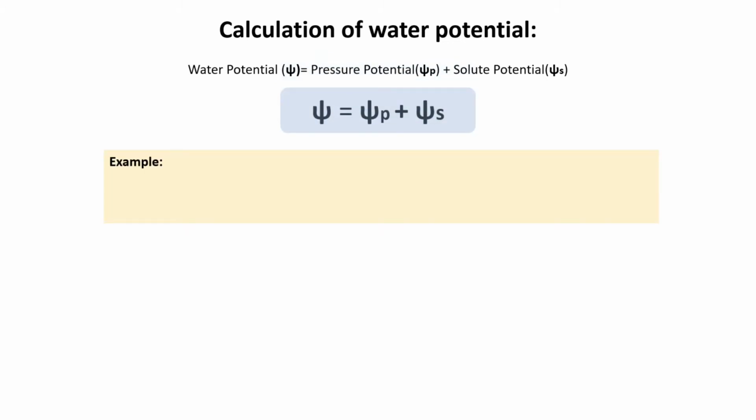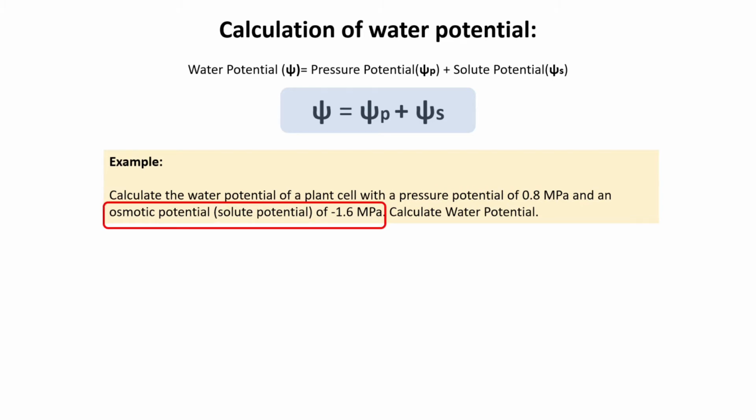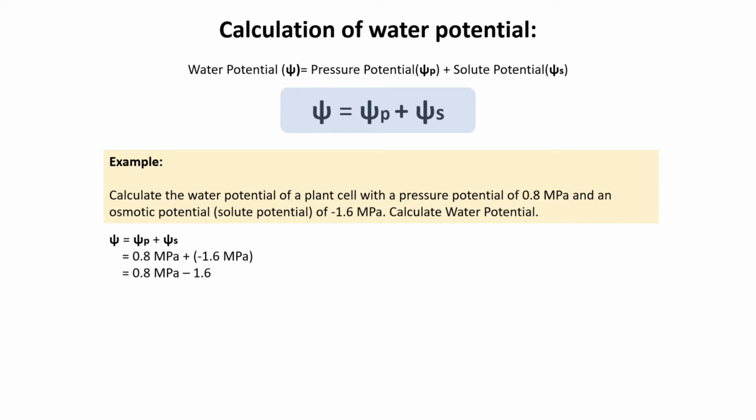For example, calculate the water potential of a plant cell, with a pressure potential of 0.8 megapascal, and an osmotic potential, or solute potential, of -1.6 megapascal. From the question, the pressure potential is 0.8 megapascal, while the solute potential is -1.6 megapascal. So, we can calculate the water potential by using the formula. The water potential for the cell is -0.8 megapascal.